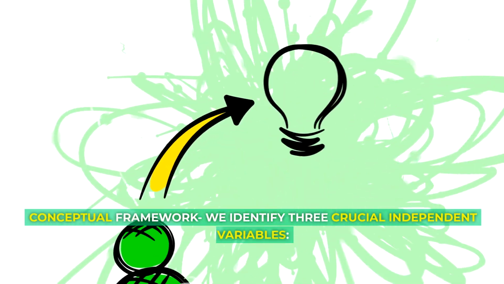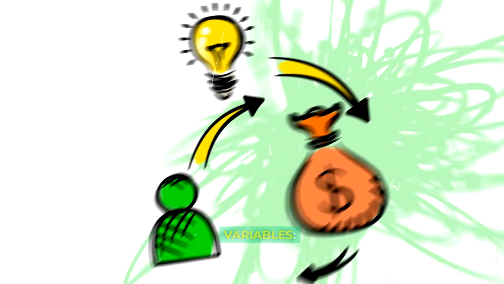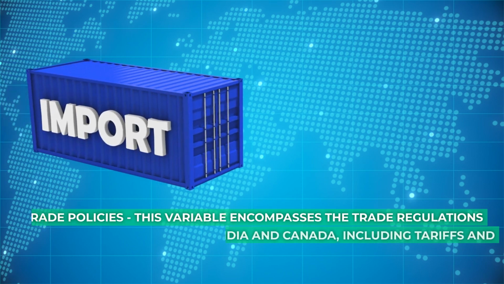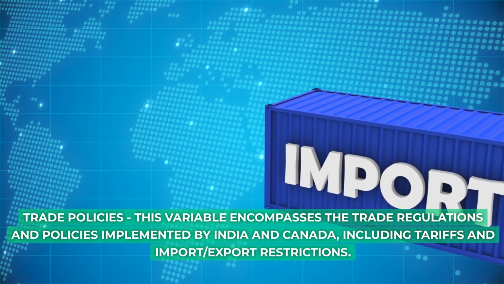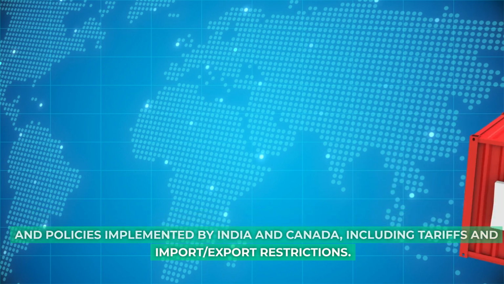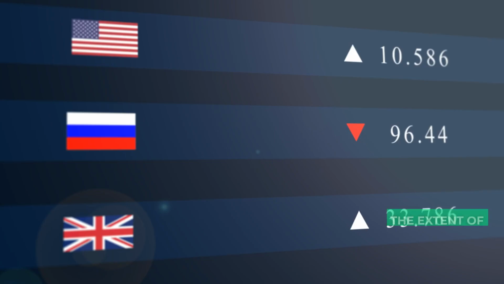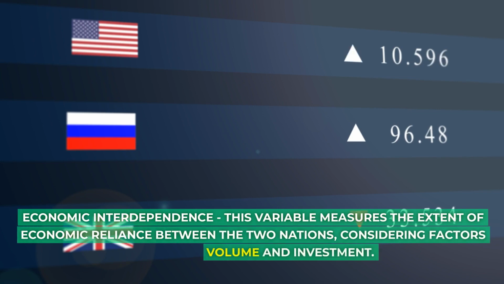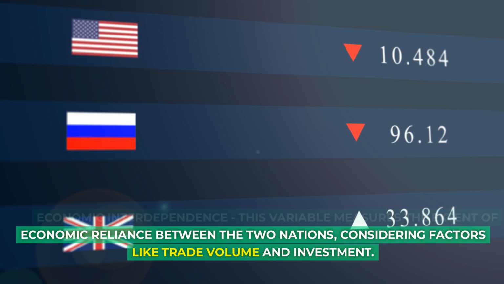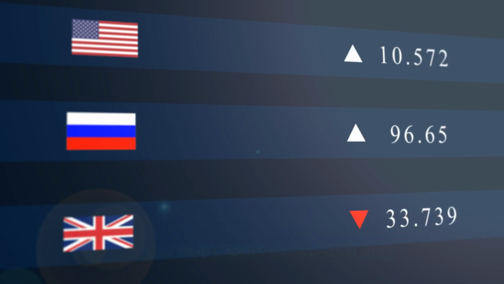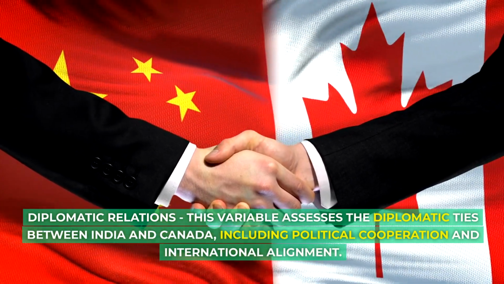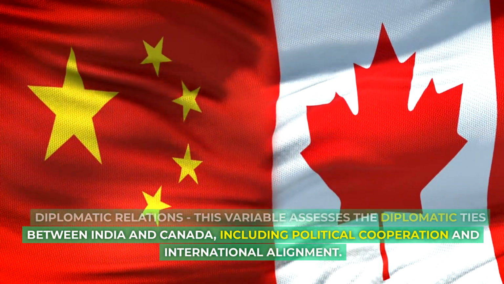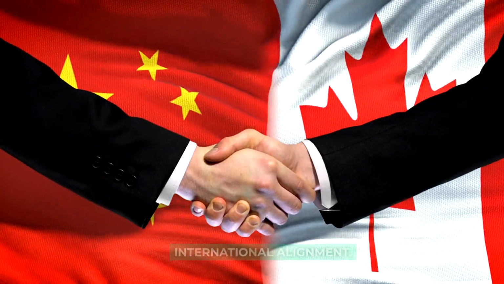Conceptual framework: we identify three crucial independent variables. Trade policies: this variable encompasses the trade regulations and policies implemented by India and Canada, including tariffs and import-export restrictions. Economic interdependence: this variable measures the extent of economic reliance between the two nations, considering factors like trade volume and investment. Diplomatic relations: this variable assesses the diplomatic ties between India and Canada, including political cooperation and international alignment.